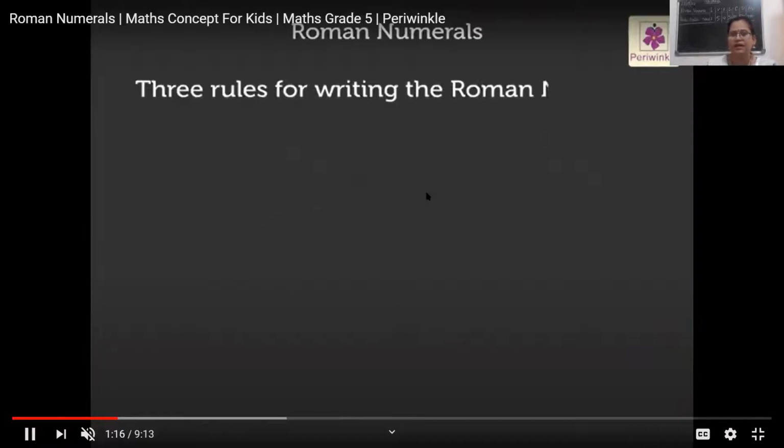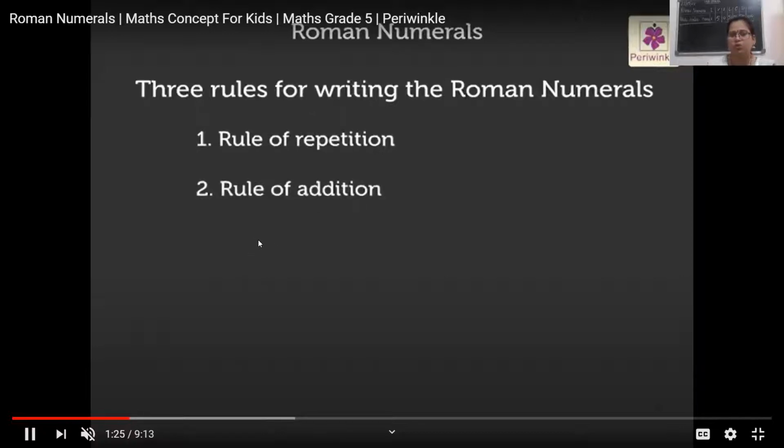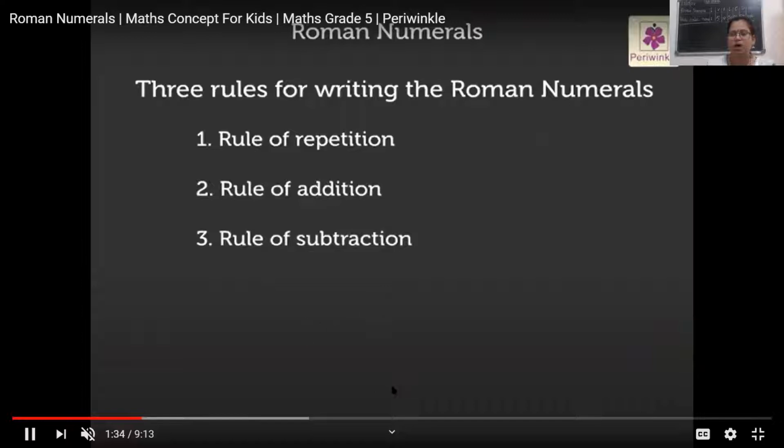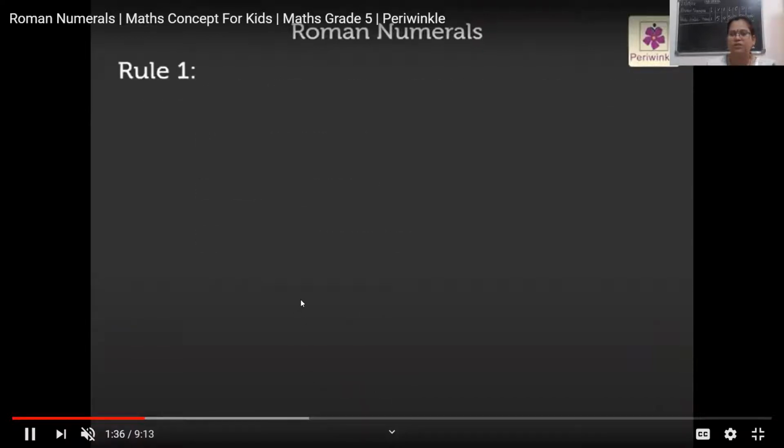There are 3 rules for writing the Roman numerals. Let us understand these rules. Number 1, rule of repetition. Rule number 2, rule of addition. And the third rule is rule of subtraction. Okay children, so this is how we are going to learn the rules and we'll apply them.